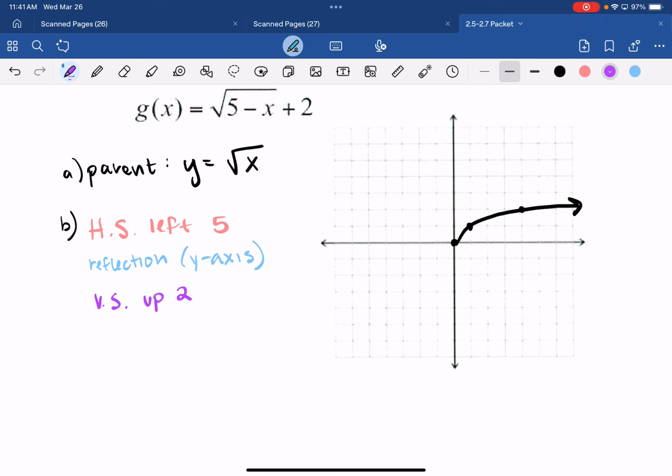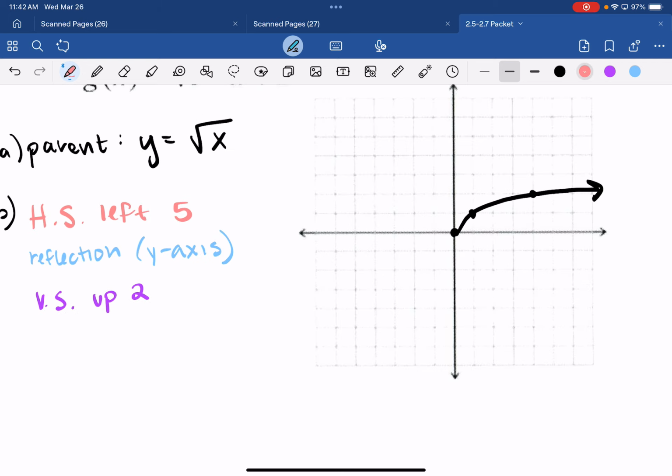Okay. So again, today as we go, definitely use your notes. Go back as you're getting used to this. All right, so let's just start with my horizontal shift. So I have a horizontal shift left 5. So I'm going to take every point and move it to the left 5 spots. So 1, 2, 3, 4, 5.